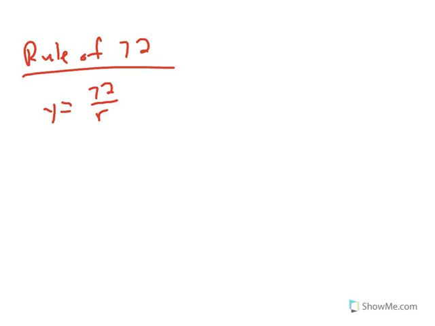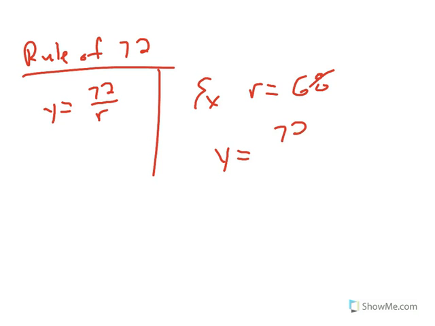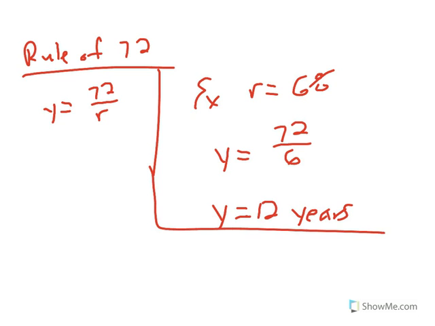Quick reminder of the rule of 72. To use the rule of 72, take 72 and divide by the interest rate, and that will tell you how long it will take for your money to double. Example, say your interest rate is 6%. Take 72 and divide it by 6, you get 12 years. It will take 12 years for your money to double at the interest rate of 6%.